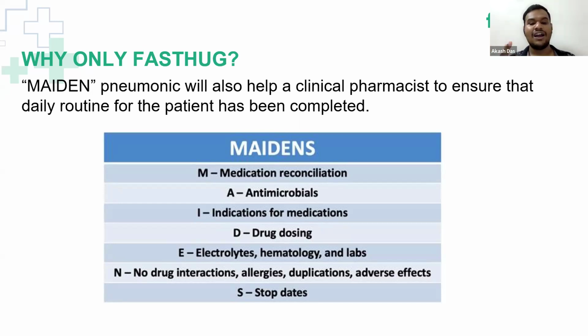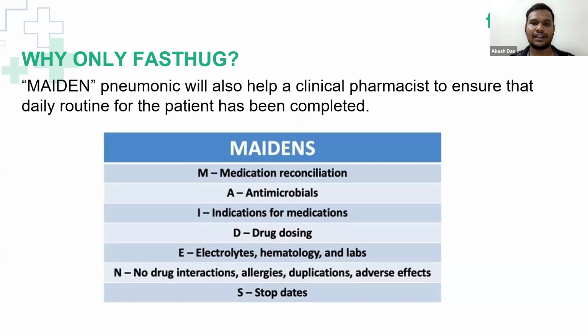Very important. A for antimicrobials, as I've already told, whatever your patient is on, what is the indication? You should always keep these things in mind. I, indication for the medications, daily drug chart review, daily drug utilization review, seeing whether your patient requires that medication which is on the drug chart today. D, drug dosing. Again, very important.